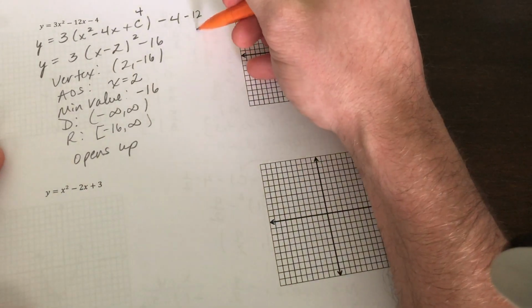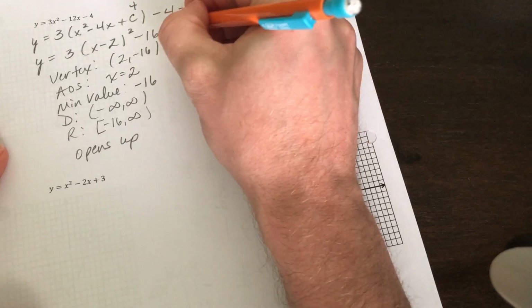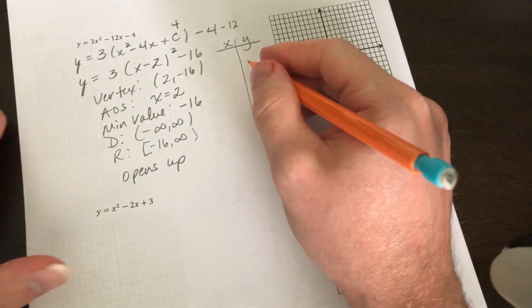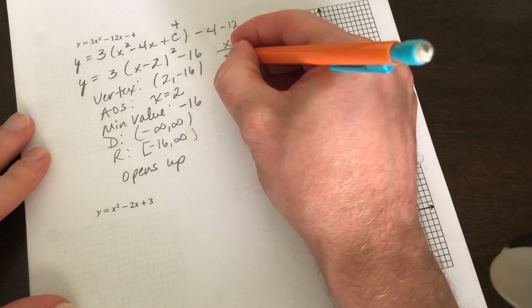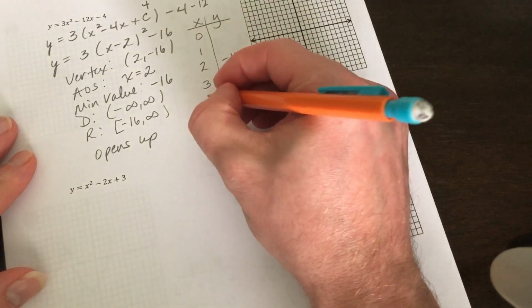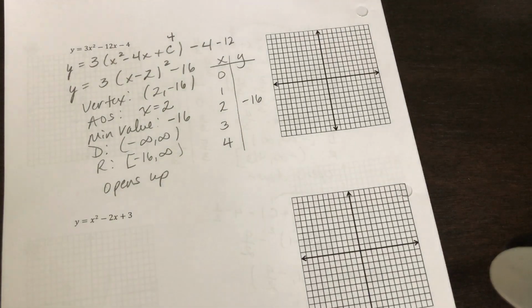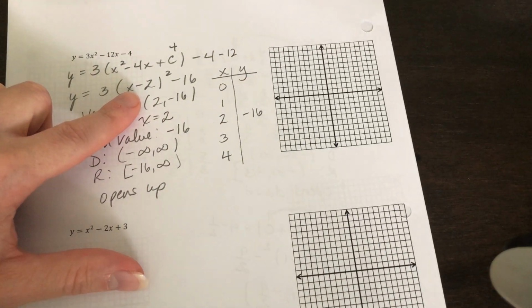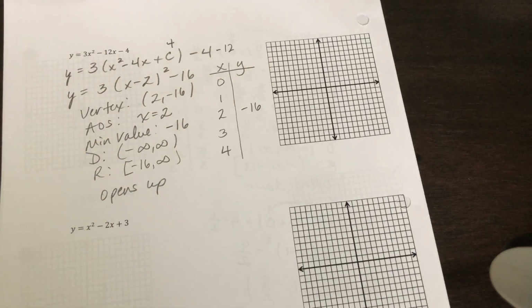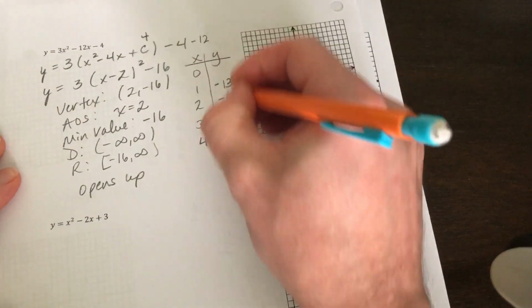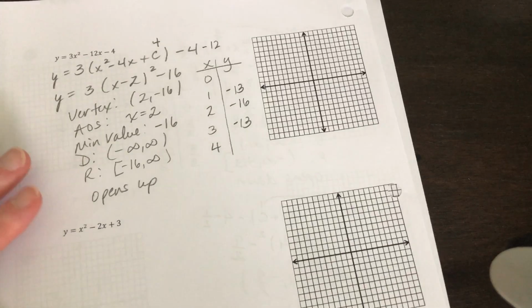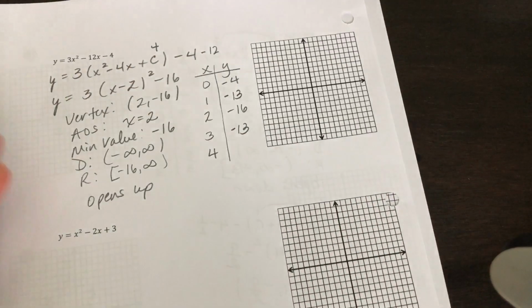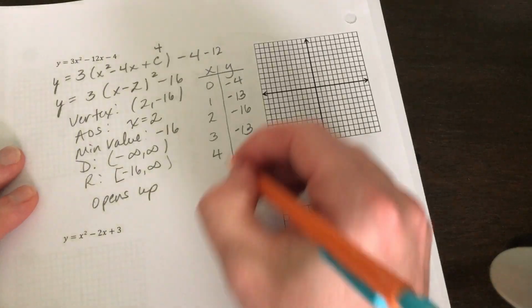Okay, so this one's going to be a little weird because your vertex is going to be off the graph. So no worries, we're just looking for a general idea what it looks like. Okay, so if I plug in a 1, 1 minus 2 is -1. -1 squared is 1. 1 times 3 is 3. 3 minus 16 is -13. And if I plug in a 0, I should get -4. Okay, and this should be a -4.